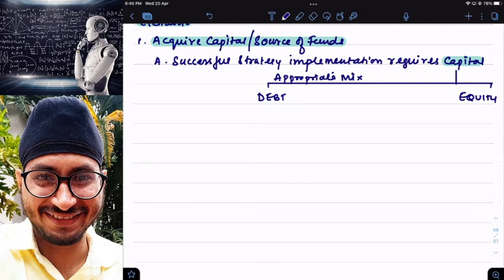According to you, what should be the debt equity ratio? I hope you might have studied ratio analysis in financial management, right? So what should be the debt equity ratio according to you? It should be 2 is to 1, right? So 2 is to 1 means if my equity is 1 rupee, the maximum debt I should have is 2 rupees. So my debt should be a maximum of twice the amount of my equity. That is called as appropriate mix.